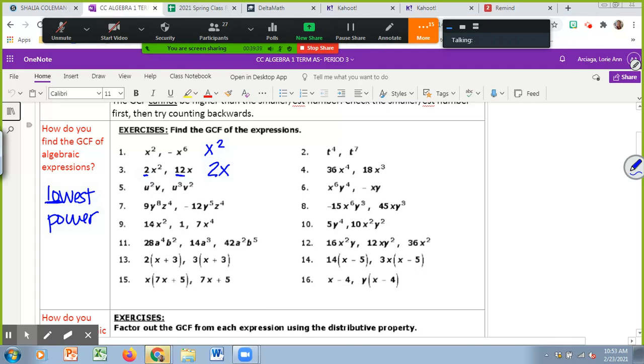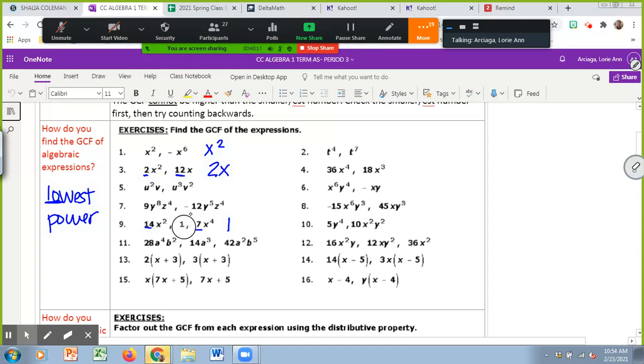Number 9. What's the GCF of 14, 1, and 7? 1. Okay, so let's try 1. Now get the lowest power. What's the lowest power? X to the second power? Okay, but look. Does 1 have an x to the second power? No, this is actually 1x to the 0, right? So the lowest power is actually x to the 0.